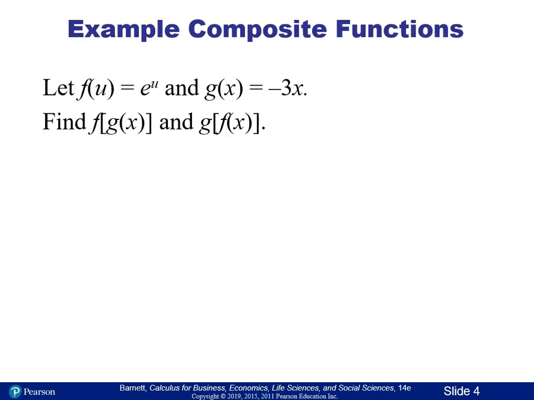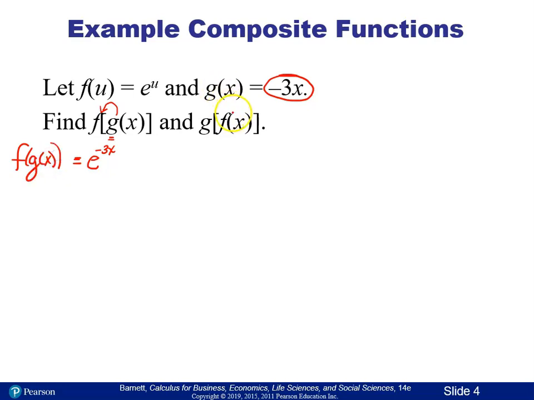But just before we get to the actual derivatives, let's take a minute to get used to the composite function notation. When you have it written like this, it's saying that you're going to take the g function and put it into the f function. So here the g function is negative 3x. I'm going to take that and substitute it in place of the u. So I would have e to the negative 3x. I replace that u with the g function, so that would be f of g of x.